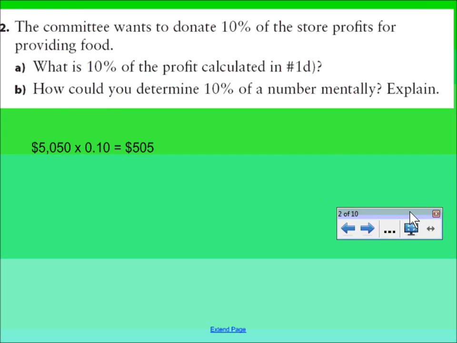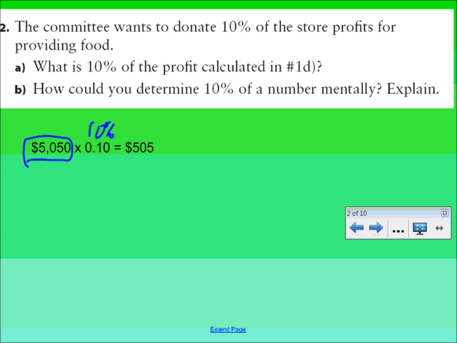Now the committee wants to donate 10% of the store profits for providing food. What is 10% of the profit calculated in 1D? So the profit in 1D was 5,050 times 10%, which equals 505. So how do you determine the 10% of a number mentally? You've got 5,050 here with the decimal dollars here. 10% is one decimal over. That's it. We just move it one decimal over.